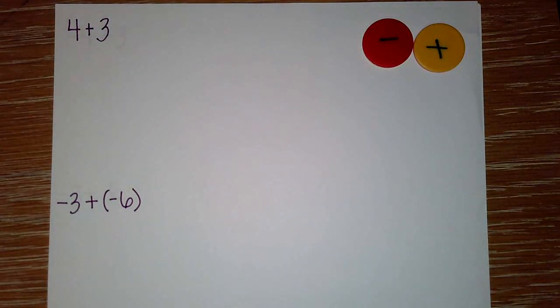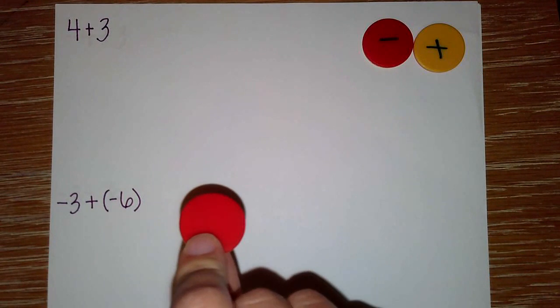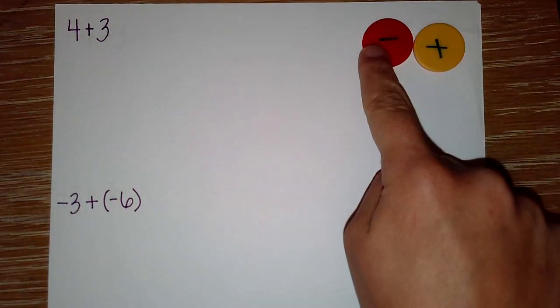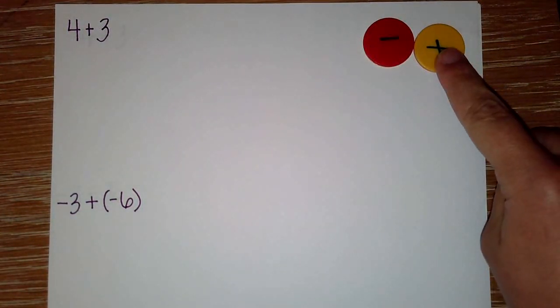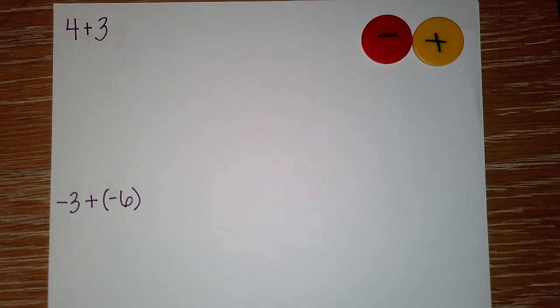Today we are going to talk about adding integers using integer chips. So I've got these chips here. They're yellow on one side, red on the other. If you don't have chips, you could use yellow and red markers. Otherwise, you could use a plus and minus sign. I'm going to say that my yellow side are positives and my red side are negatives.